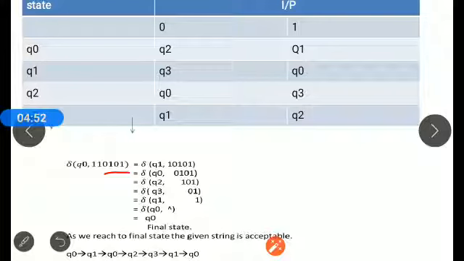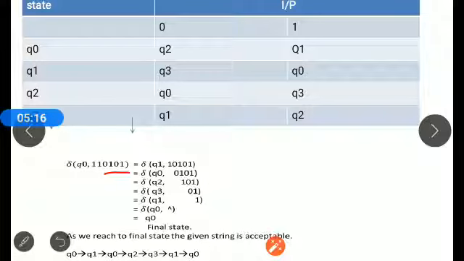That's why the string 110101 is accepted by the given finite automata. In case we don't reach q0, the final state, as per the given problem, then we say that the string is not acceptable.